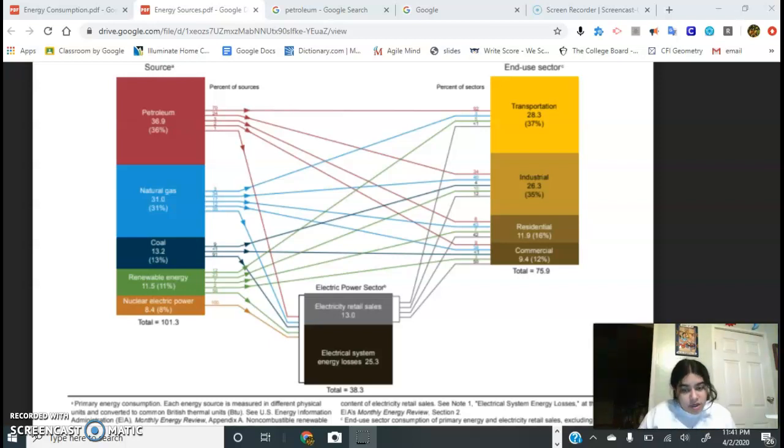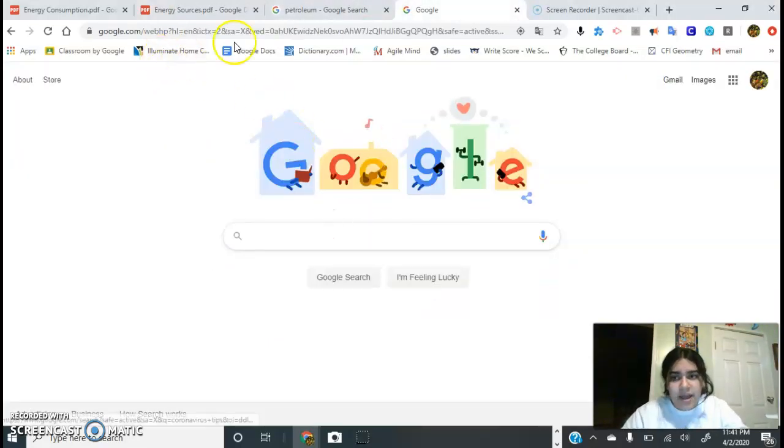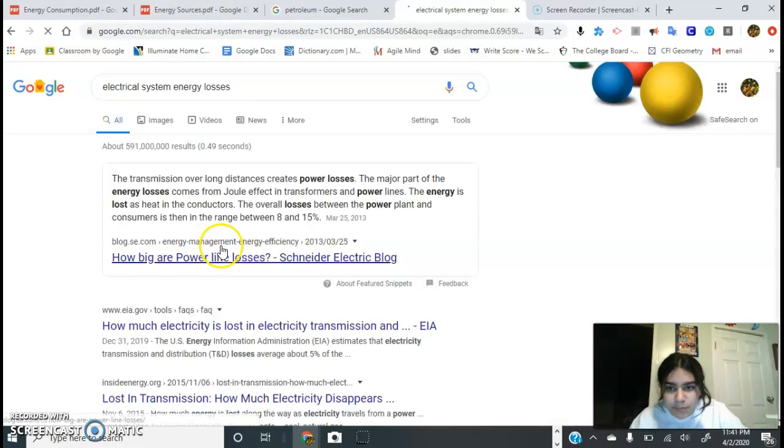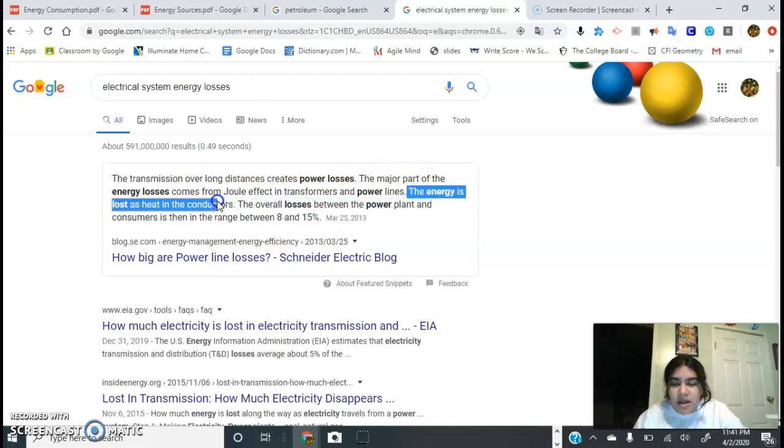Then we also see the other part, which is the electrical system energy losses, which means the amount of energy lost during transmission or distribution. So to clarify, it just means that in the electric power sector, we have the energy that is lost as heat in the conductors, which is when the energy is being transmitted over long distances, like through power lines and other things similar to that.